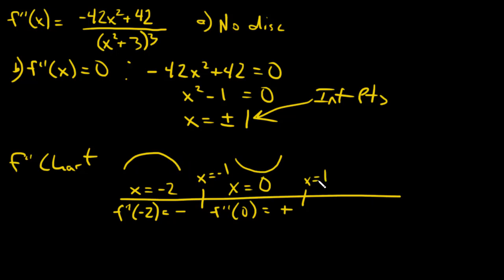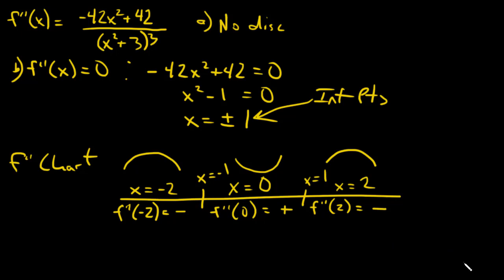And now a value greater than 1. How about x equals +2? And f double prime of +2 is going to equal the same thing as when it was -2 because I'm squaring it. So again, it's negative, which means concave down. Okay? So not too bad. Now that I have these values, I can move on to my y values.